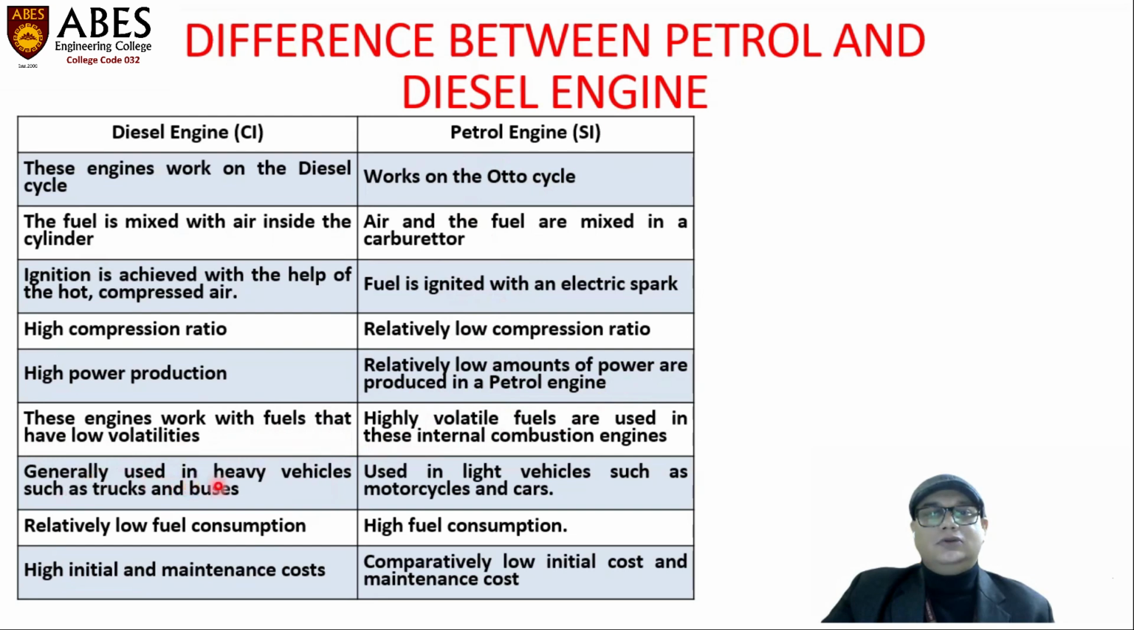CI engine is generally used in heavy vehicles such as trucks and buses, while petrol engines are used in light vehicles. CI engine has relatively low fuel consumption, while SI engine has high fuel consumption. CI engine has high initial and maintenance cost, and SI engines have relatively low initial and maintenance cost.